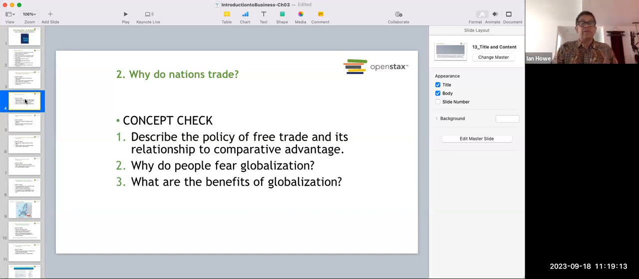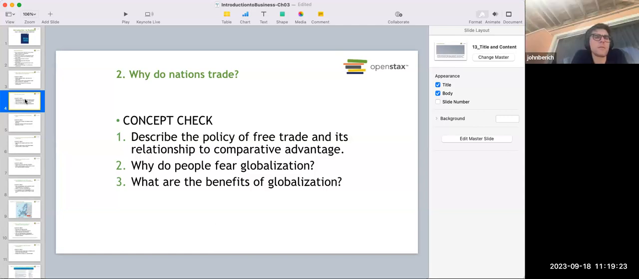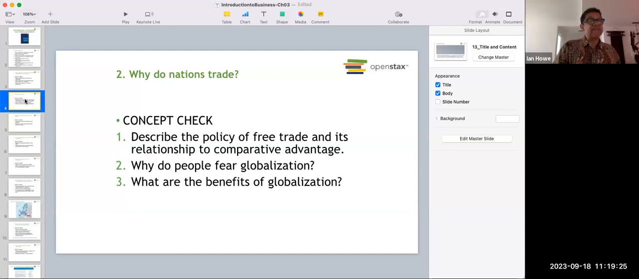So think of the root word of comparative. It's compare. So one thing to another. So in one place, I can be more productive and efficient than in another, but not necessarily at the thing I do the best. But from a comparison standpoint, I'm at my best. Now that's where it gets complicated in the brain.